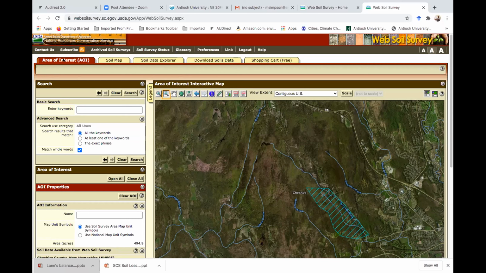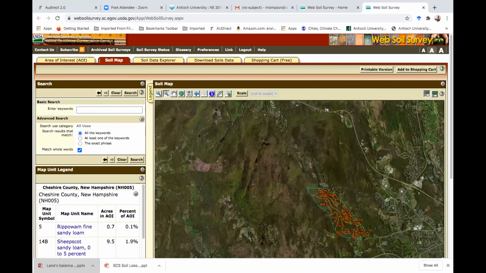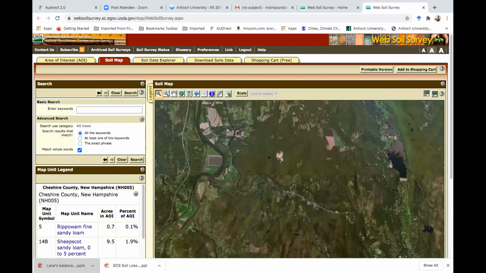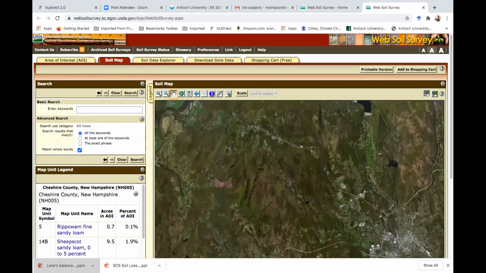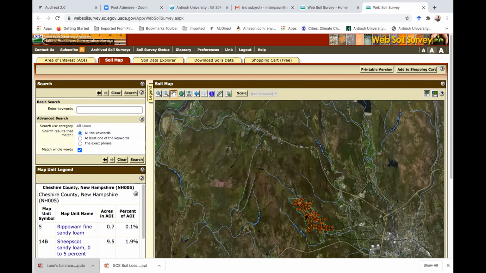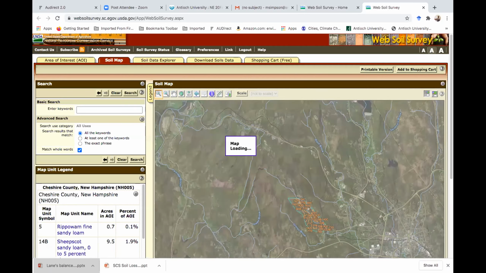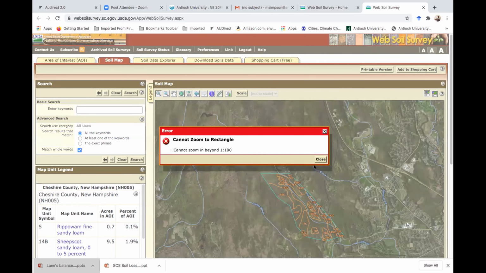And so I was in the area of interest tab up here. Now I go to the soil map. See the soil map tab at the top? I click the soil map. It's now creating a soil map. Let me go in. Let me just make sure there it is. Okay, get closer, close. Close, give me a sec.